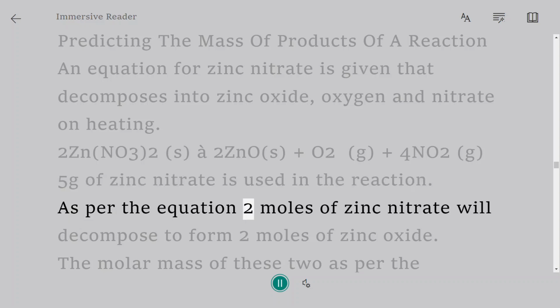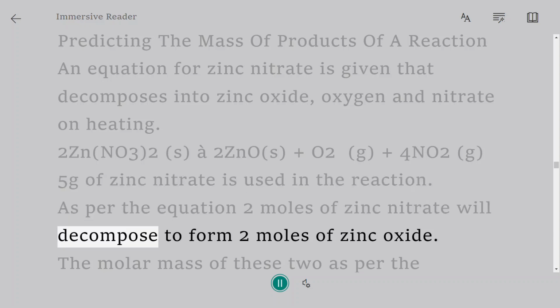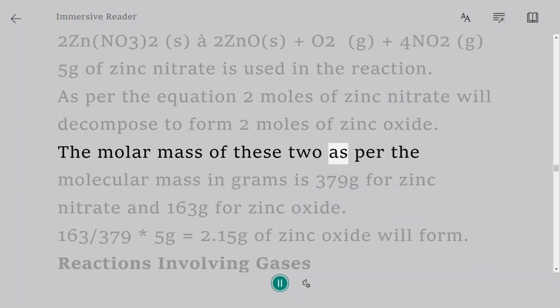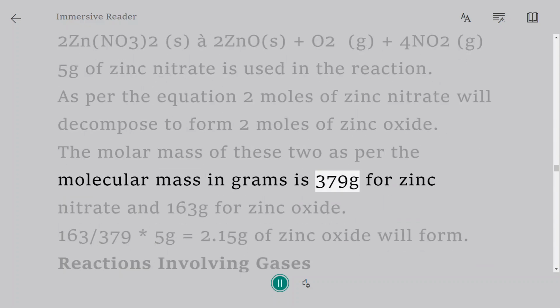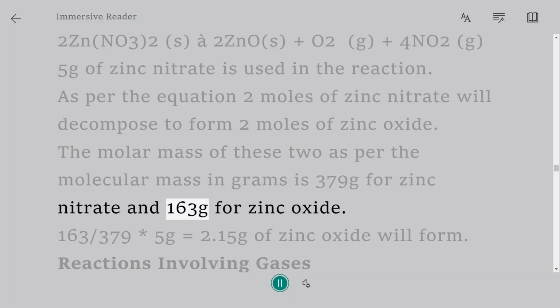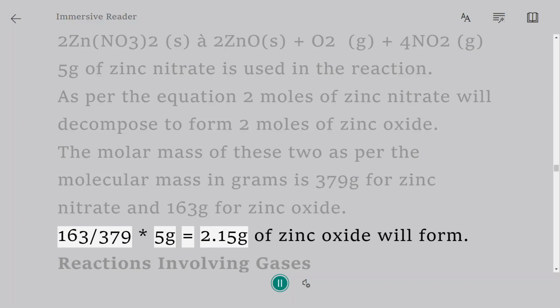As per the equation, 2 moles of zinc nitrate will decompose to form 2 moles of zinc oxide. The molar mass of these two, as per the molecular mass in grams, is 379 g for zinc nitrate and 163 g for zinc oxide. 163 divided by 379 times 5 g is equal to 2.15 g of zinc oxide that will form.